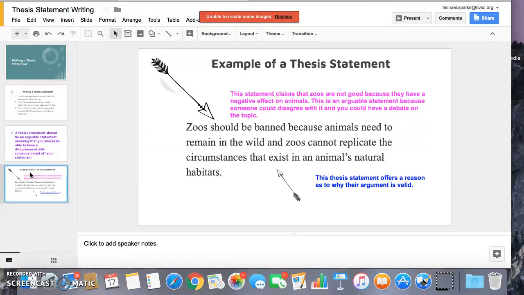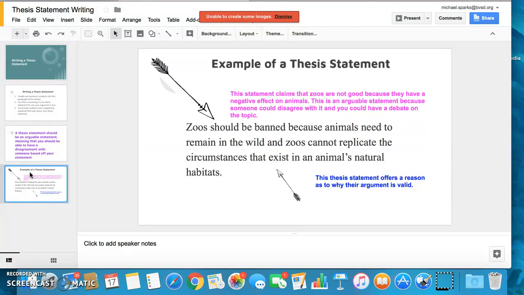This meets the criteria of a thesis statement because it is debatable. Somebody could counter-argue that zoos are good because they help animals and provide evidence to support that thinking. That meets the first criteria of a thesis statement.